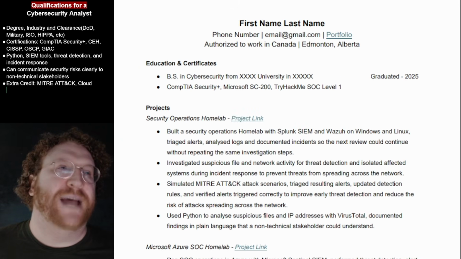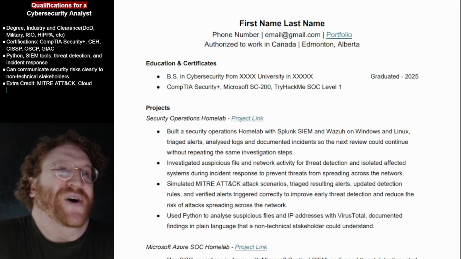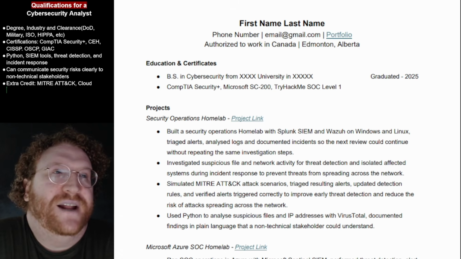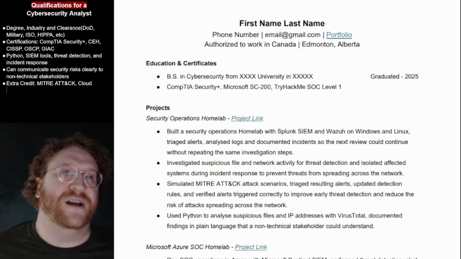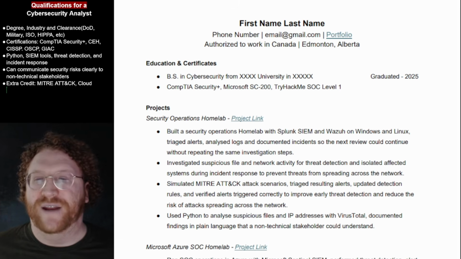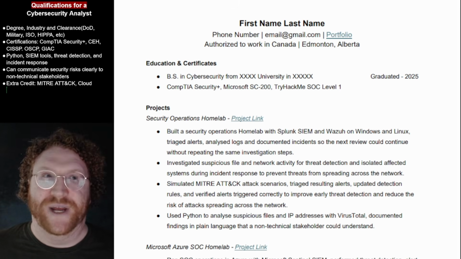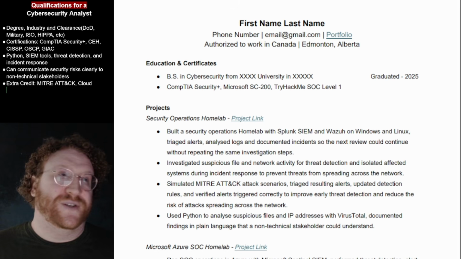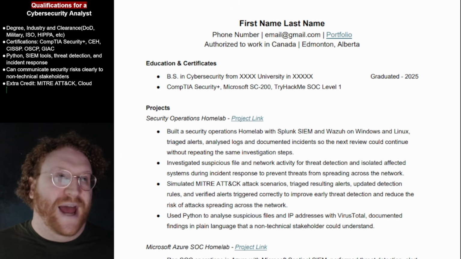This is a cybersecurity analyst. So what do we need for a cybersecurity analyst? We need degree, industry, clearance. So whatever clearances you have, we definitely want to know about. Cybersecurity really wants those. Certs, so CompTIA and all the rest.